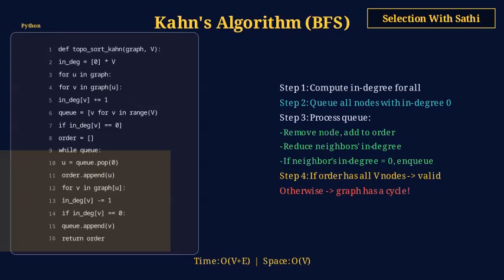Lines 13 through 19, in the main loop, dequeue a node, add it to the order, and for each neighbor, reduce its indegree by 1. If a neighbor's indegree becomes 0, enqueue it. Lines 20 and 21. If the final order has fewer than n nodes, a cycle exists. Time complexity is O of V plus E.